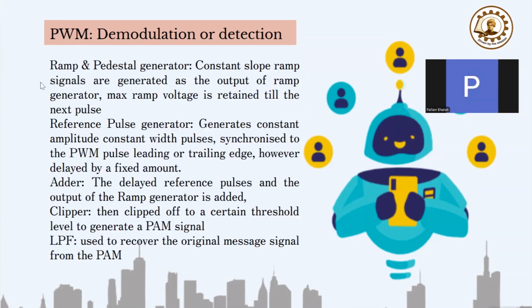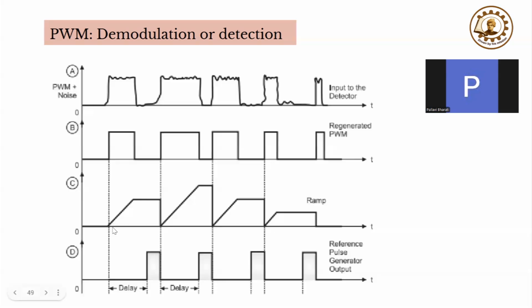This is important. Constant slope ramp signals are generated as the output of the ramp generator. Max ramp voltage is retained till the next pulse. So the slope is remaining constant throughout, but the value is going on increasing according to the width of the PWM signal. At this width, then it is retained. The maximum width amplitude is taken and it is retained till the next pulse is coming. So this way the different ramp signals are generated.